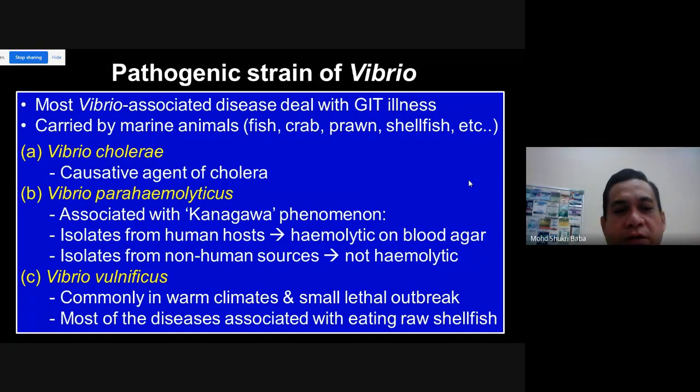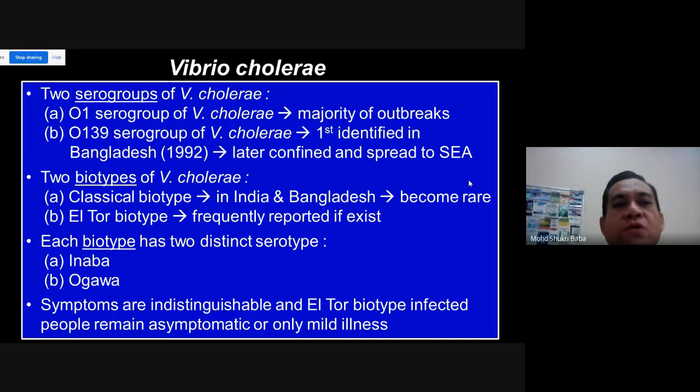If it is hemolytic on blood agar, it is actually isolated from a human host, but if it does not form a hemolytic zone, it is isolated from a non-human source. So basically, a hemolytic zone on blood agar indicates a human host. The third species is Vibrio vulnificus, commonly found in warm climates with small outbreaks, and most of the diseases are associated with eating raw shellfish.